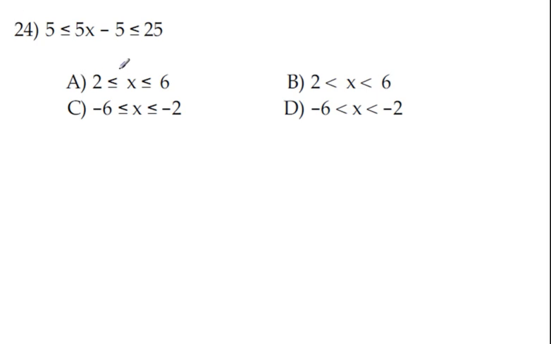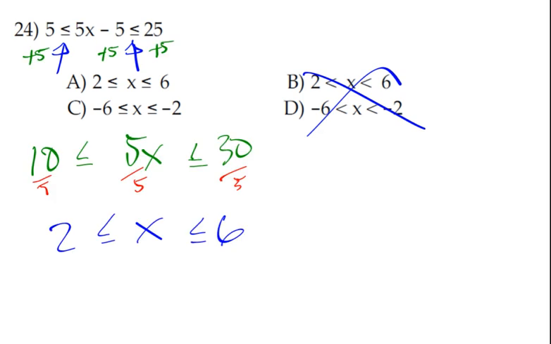Here, first thing I notice, both of these are or equal to, right? So don't be the kid picking these over here that don't have the same symbols. I don't know why we do that, but we do. Solving, we're going to do those quick, easy steps. And add 5 to all three parts, divide by the other 5. We got 2 less than or equal to x, less than or equal to 6. Got our answer there.